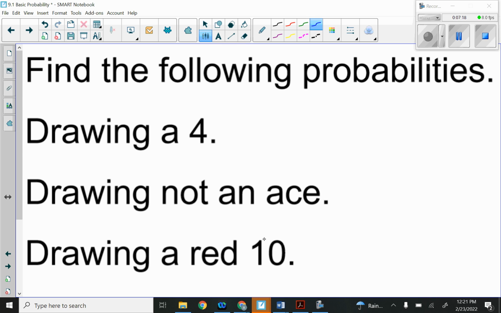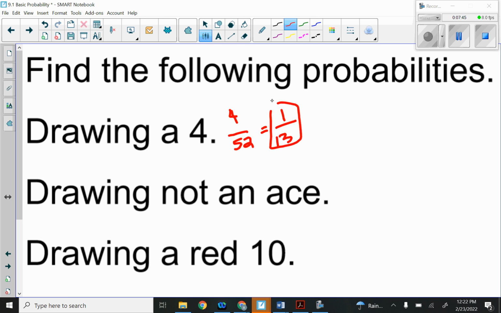So, find the probability of the following. The probability of drawing a 4. So our total is 52, and if we draw, there's 4 4s in a deck, so that's 4 out of 52, which can reduce to 1 out of 13.